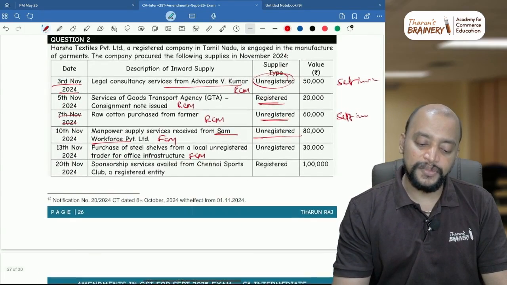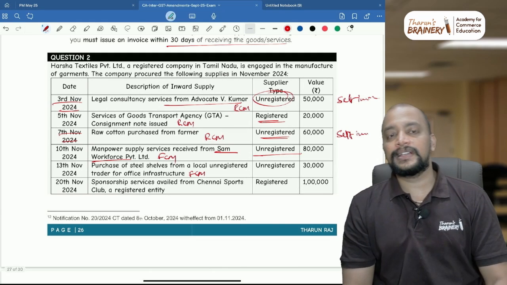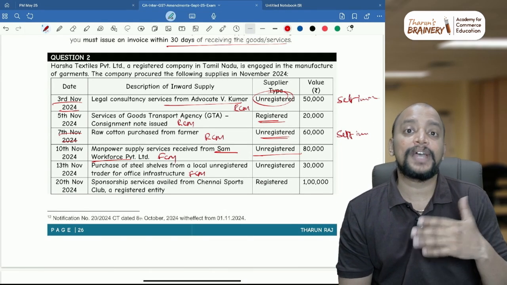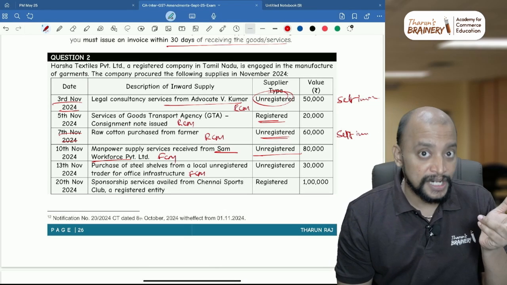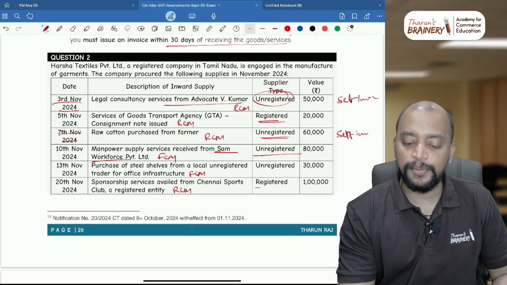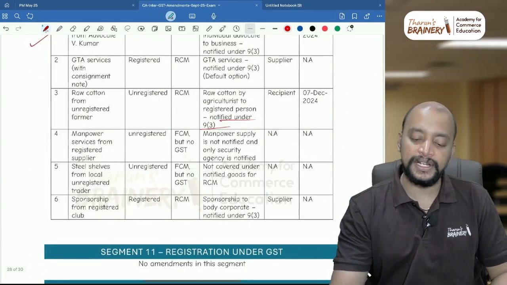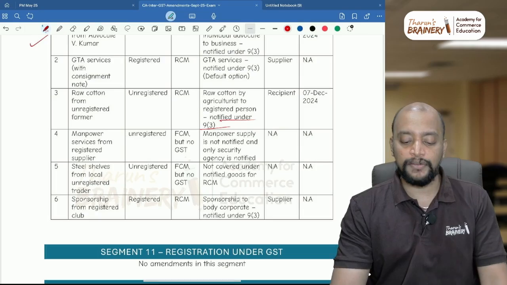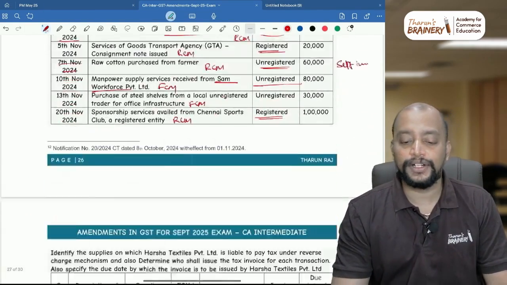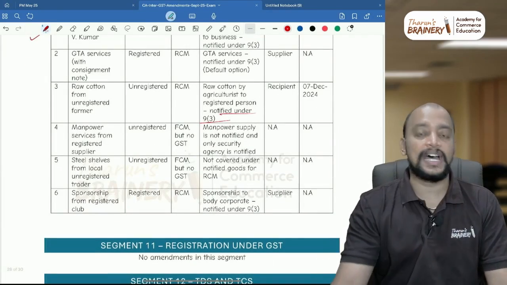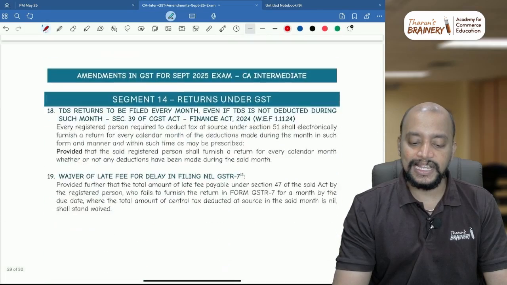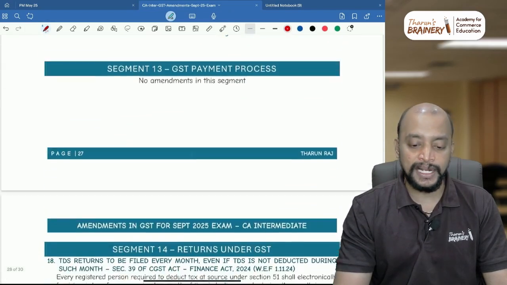Sponsorship service availed from Chennai Sports Club, a registered entity. For sponsorship service, the supplier should be other than a body corporate, yes. The recipient is a body corporate or firm, so it will come under RCM, but self invoice is not applicable because the supplier is registered. So the supplier only will give the invoice. Like this, questions can be created for the purpose of self invoice and connecting with RCM. And in registration, TDS, TCS, GST payment process, we don't have any amendments.